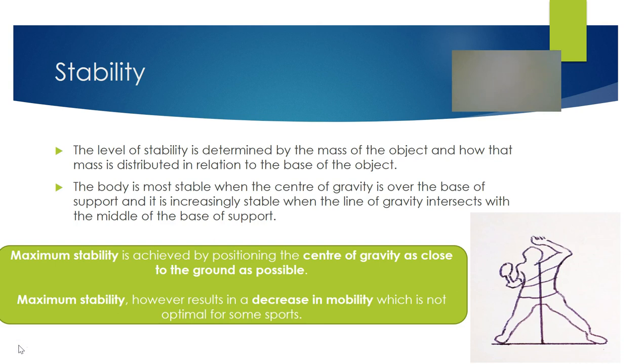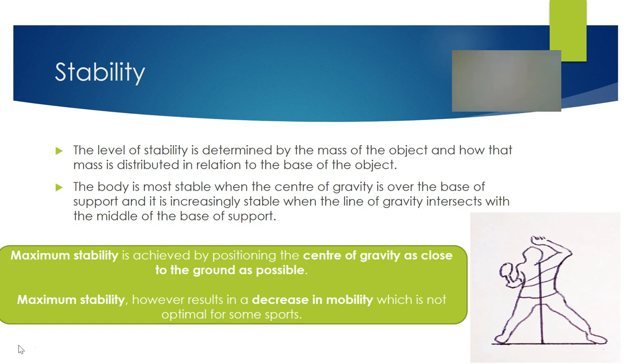Okay, so stability. The level of stability of an object or person is determined by the mass of the object or person and how that mass is distributed in relation to the base of support of the object or, again, the person. Maximum stability is achieved by positioning the center of mass as close to the ground and as close to the center of the base of support as possible. However, with that comes consequences.